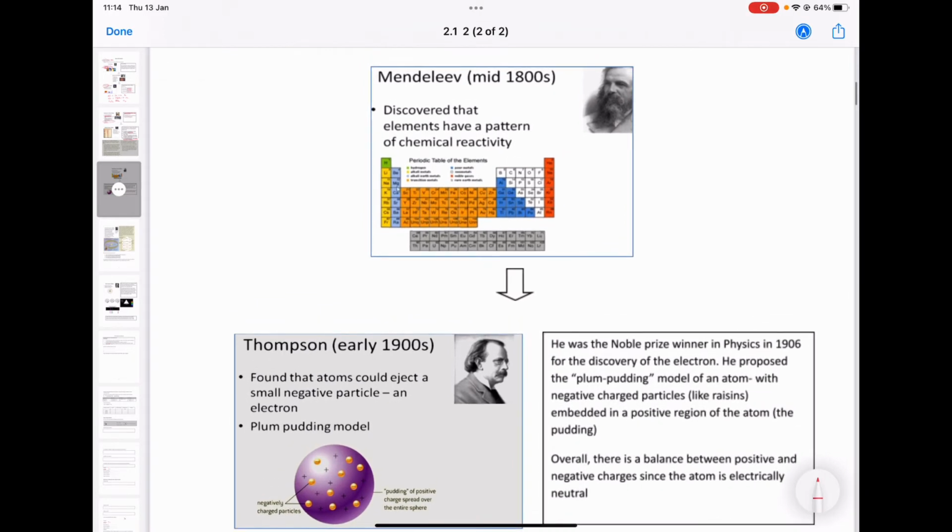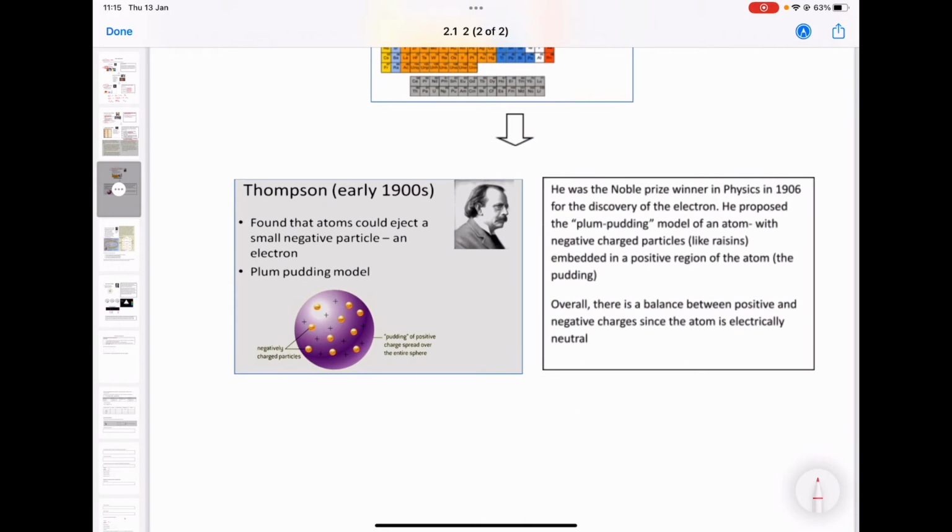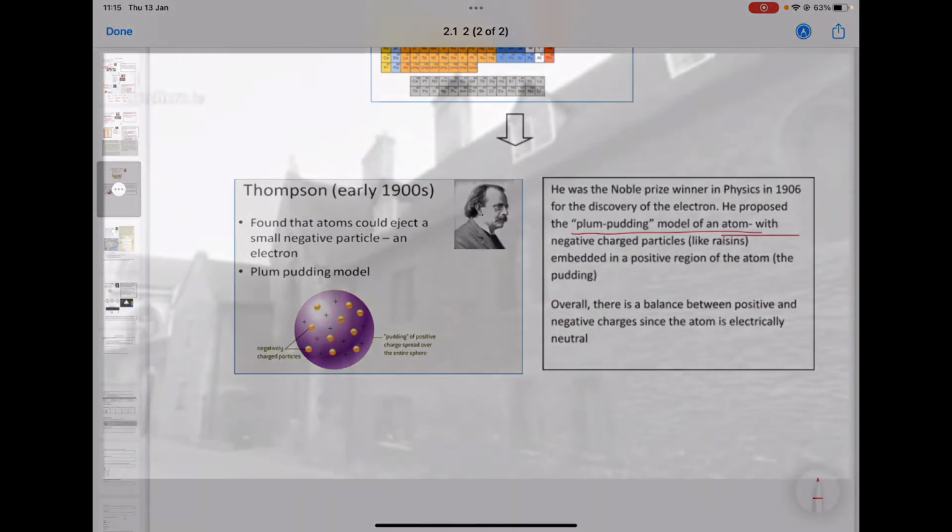Then you have Mendeleev, who, as you know, created the periodic table based on the patterns of reactivity or properties of the elements. And then you have J.J. Thomson. J.J. Thomson proposed the plum pudding model for the atom, where he said that you have the positive charge, which is spread throughout the atom, and then you have the negative charges that are dispersed in the atom.